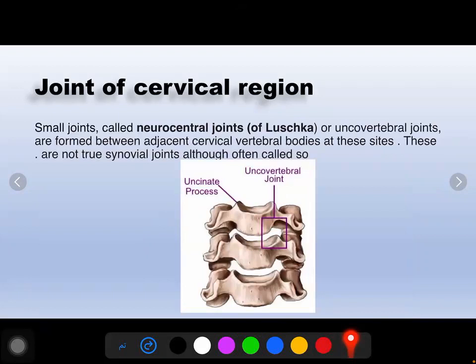The neurocentral joint of Luschka. This is the neurocentral joint of Luschka. This is the vertebral body. On the posterior lateral aspect of the vertebral body is the uncinate process. This is another uncinate process. Together with the adjacent vertebra, they form the joint of Luschka. It is not a true synovial joint, although often called so.